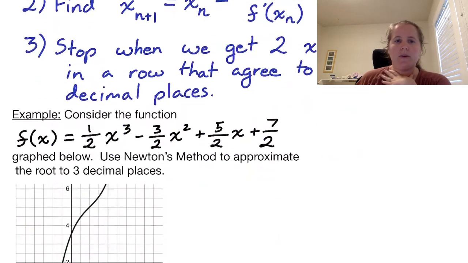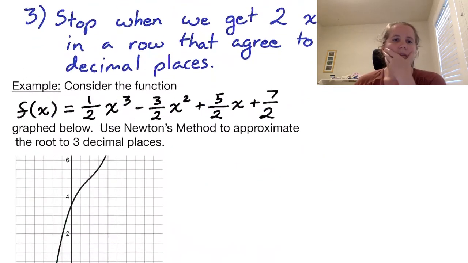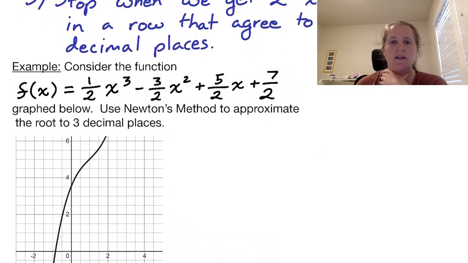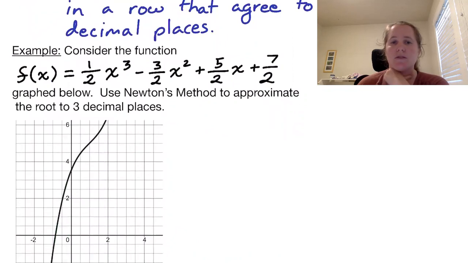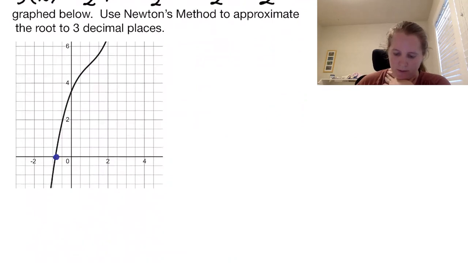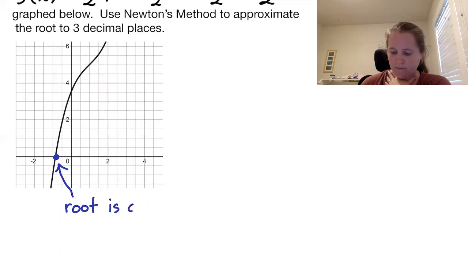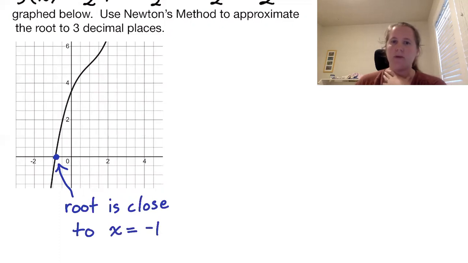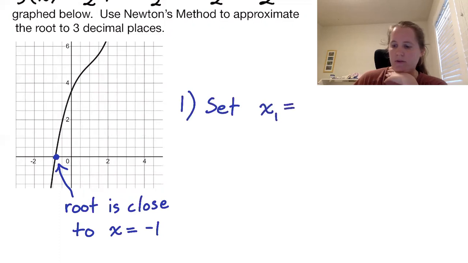So we have the function f of x equals 1/2 x cubed minus 3/2 x squared plus 5/2 x plus 7/2. And our job is to use Newton's method to approximate the root to 3 decimal places. So we have our root here, which is very close to x equals negative 1. So what we're going to do is set x1 equal to negative 1.